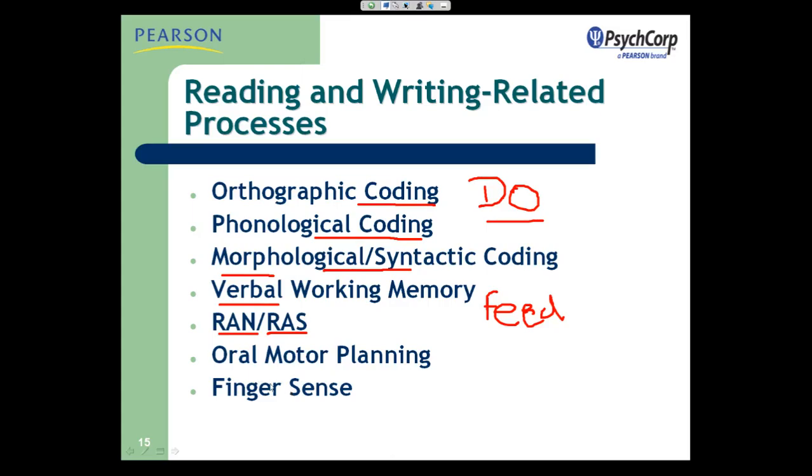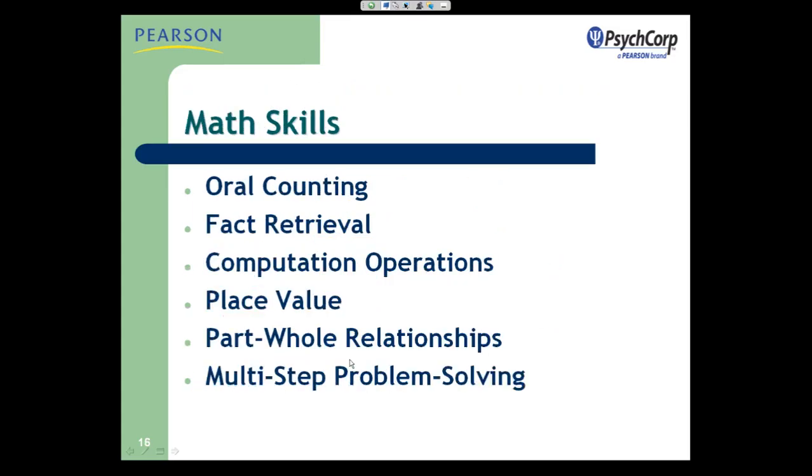And then because we're looking at written output sometimes, certainly the oral motor planning is important as well as finger sense. From math, you're thinking about certainly a number of component processes or skills that we expect children to master.